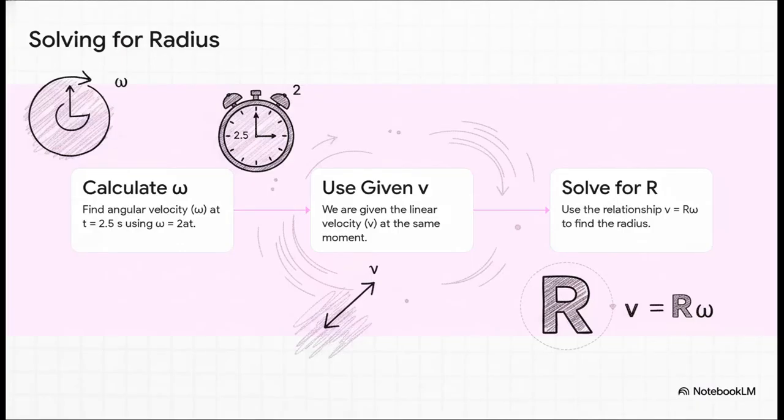So here's the plan. Remember how we found the equation for angular velocity, omega? And remember how the problem gave us the linear velocity, v, at that exact same time of 2.5 seconds? Well, there's a beautiful, simple relationship connecting them. v equals r times omega. We know v, we can calculate omega, so we can solve for r.